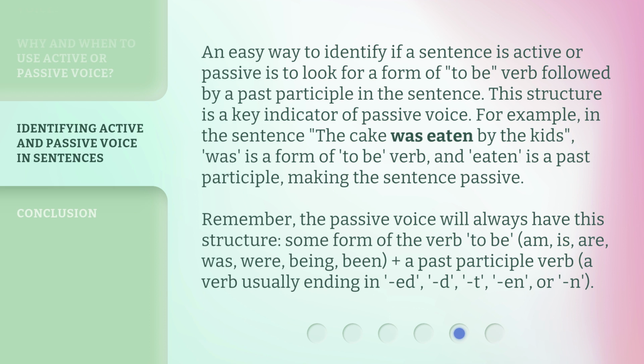Remember, the passive voice will always have this structure: some form of the verb to be (am, is, are, was, were, being, been) plus a past participle verb, usually ending in ed, d, t, n, or en.